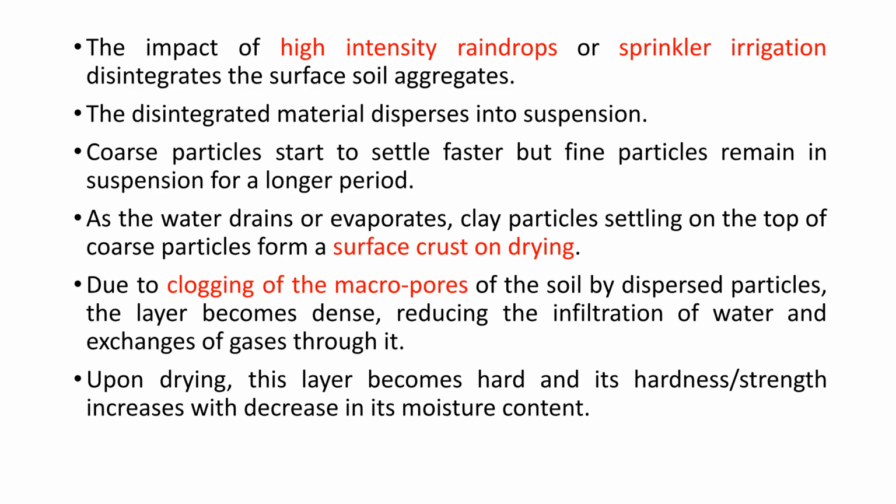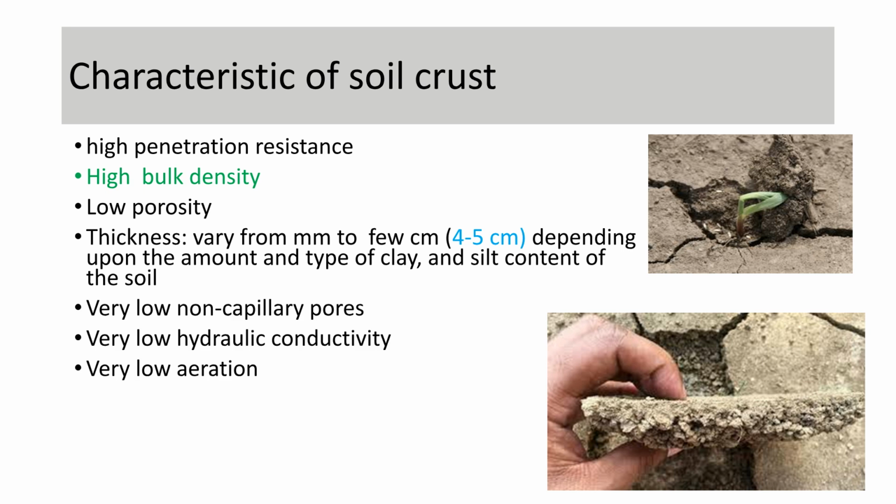Coarse particles settle first, while fine clay particles remain suspended, eventually forming a dense surface crust upon drying, which reduces water infiltration and gas exchange. Soil crusts are characterized by high penetration resistance, high bulk density, and low porosity. Their thickness can vary from millimeters to a few centimeters, depending on the clay and silt content.